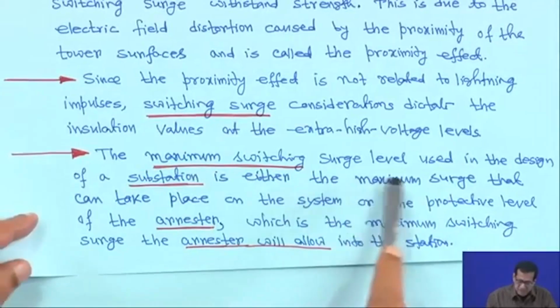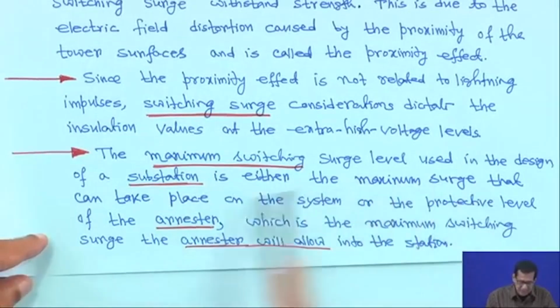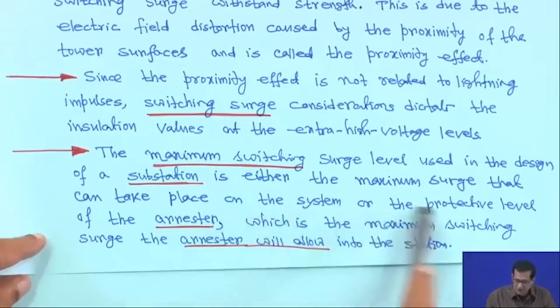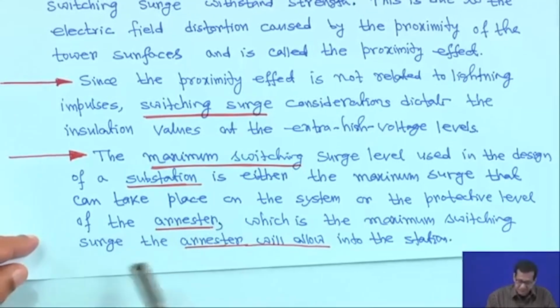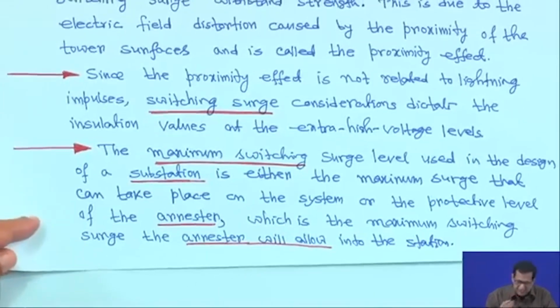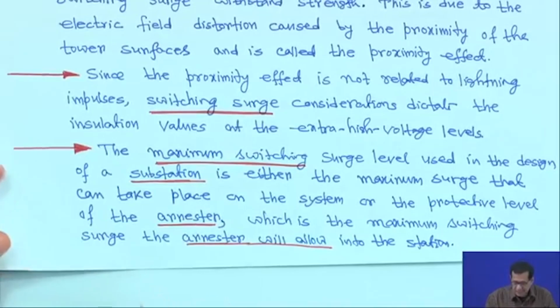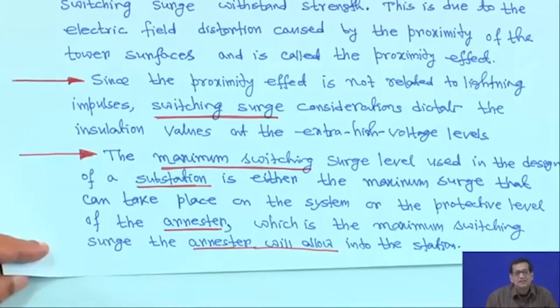The maximum switching surge level used in the design of a substation is either the maximum surge that can take place on the system or the protective level of the arrester, that is the lightning arrester, which is the maximum switching surge the arrester will allow into the station. So, you have to design that lightning arrester in such a fashion that it can handle the maximum switching surge the arrester allows. Some current rating you have to choose; different types of arresters are there.